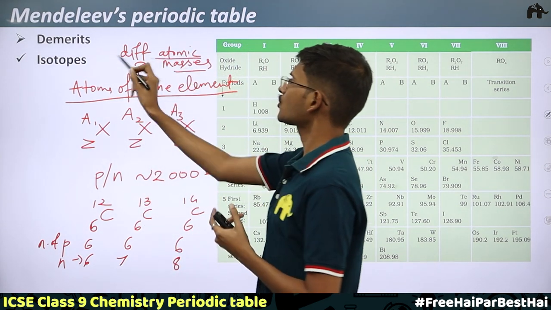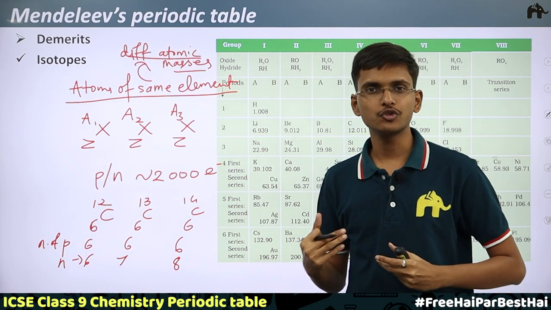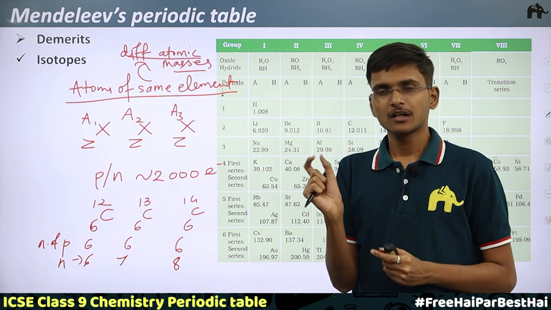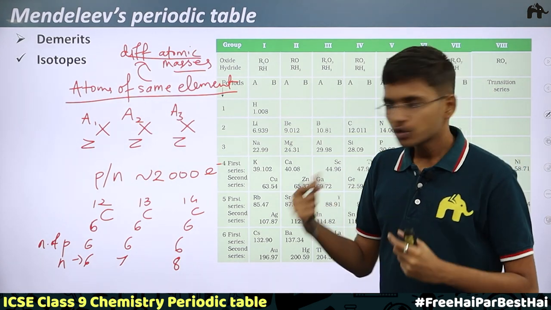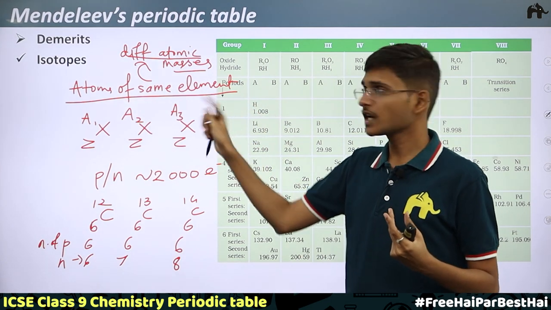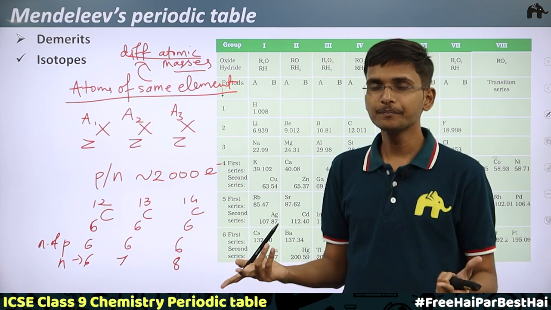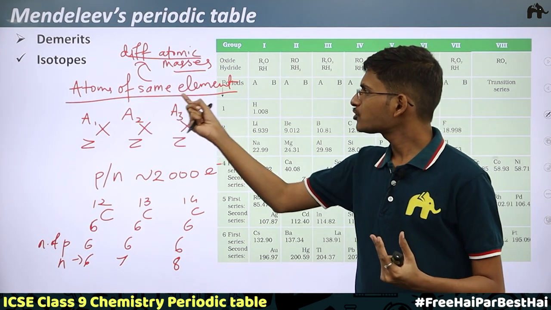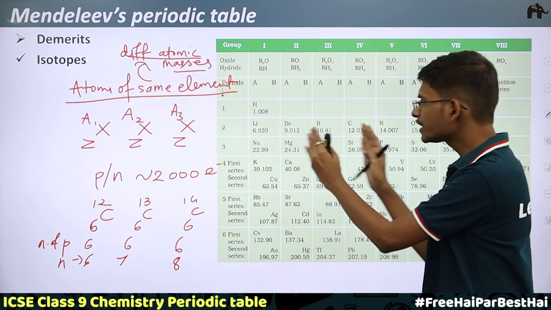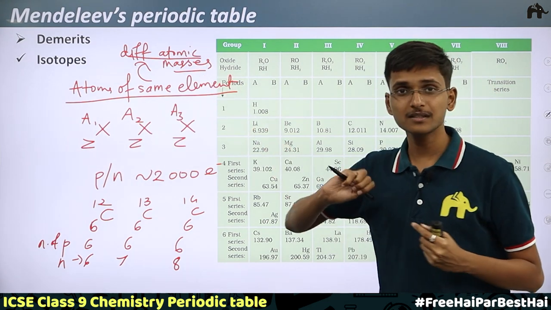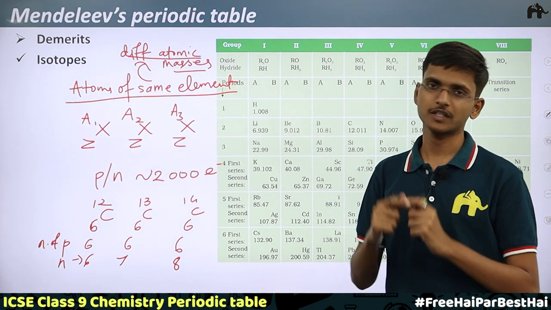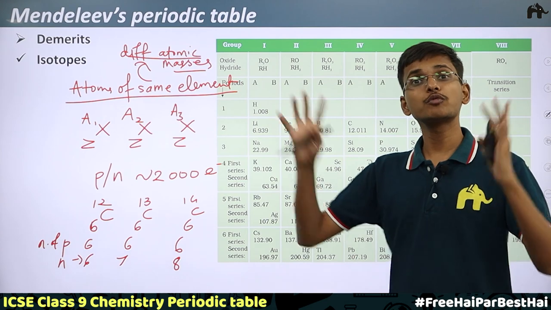Now just try to recollect what Mendeleev was doing. He was arranging the elements in increasing order of atomic masses. So the question is, there are atoms of the same element which have different atomic masses. Now what to do? Should we give isotopes different positions in the table because they have different atomic masses, or shall we place them in the same position? This was the question which arose when isotopes were discovered.